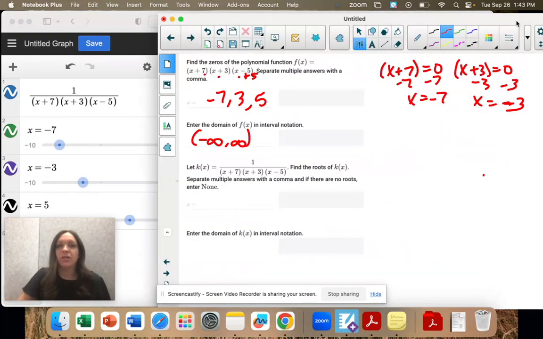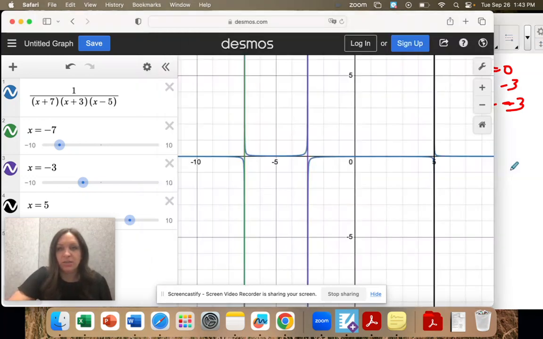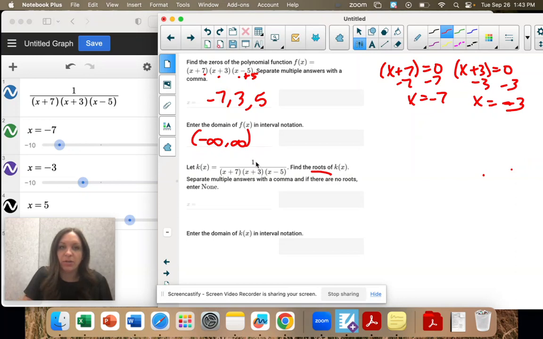So I'm going to go here and find the roots of k of x. So roots are the x-intercepts. So x-intercepts, I don't think there are any. Yeah, when you set the numerator equal to 0, there's none. So we're going to enter none.